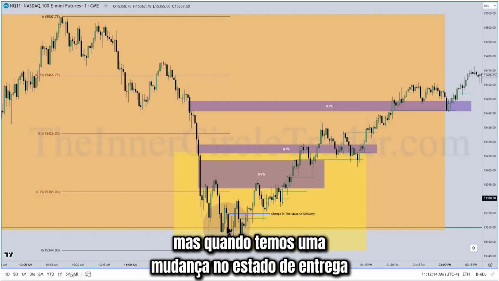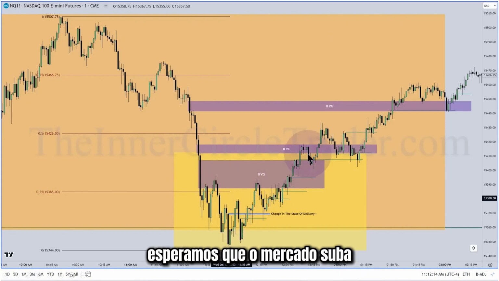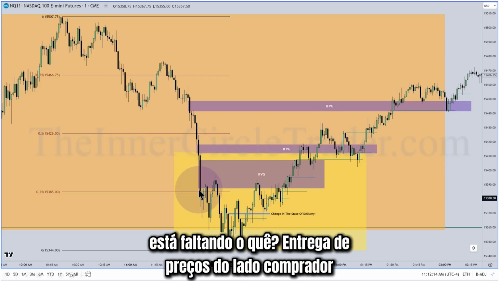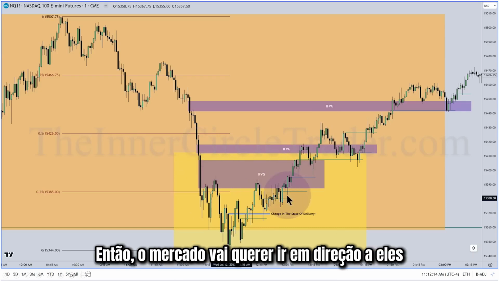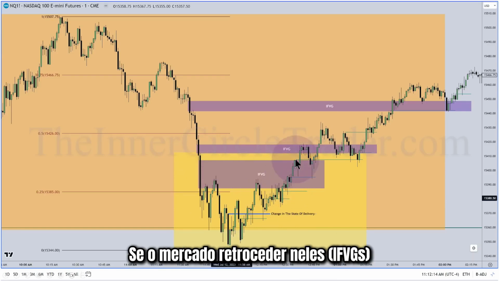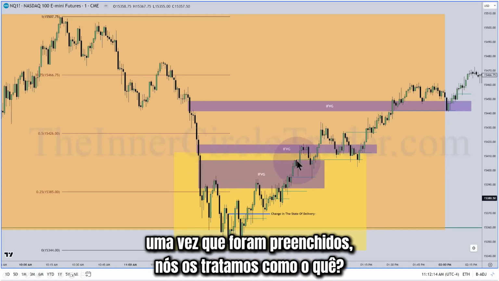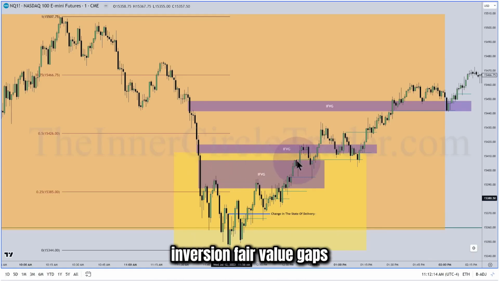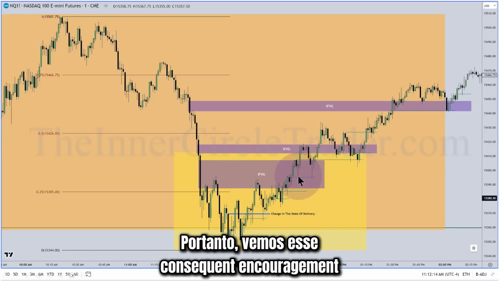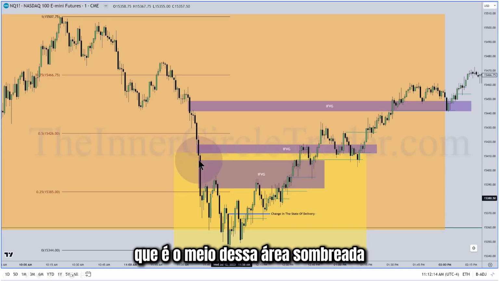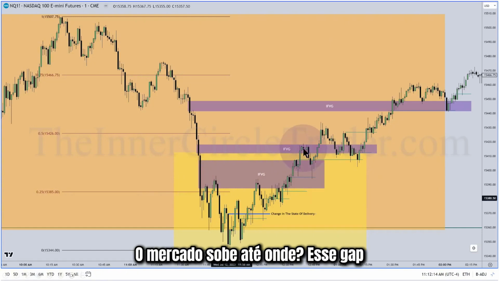But when there's a change in the state of delivery, we expect the market to go up. So all these down movements here, it's lacking what? Buy side delivery. So it's going to want to gravitate up into them. If it ever retraces into them, once it closes them in, we treat them as what? Inversion fair value gaps. So we see this consequent encroachment, which is midpoint of the shaded area, midpoint between this low and this high.